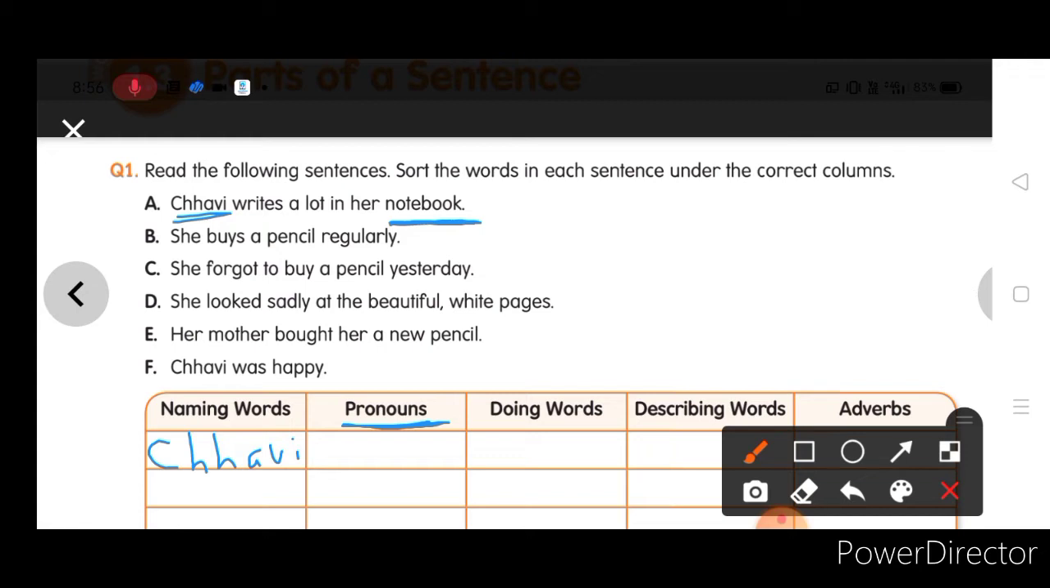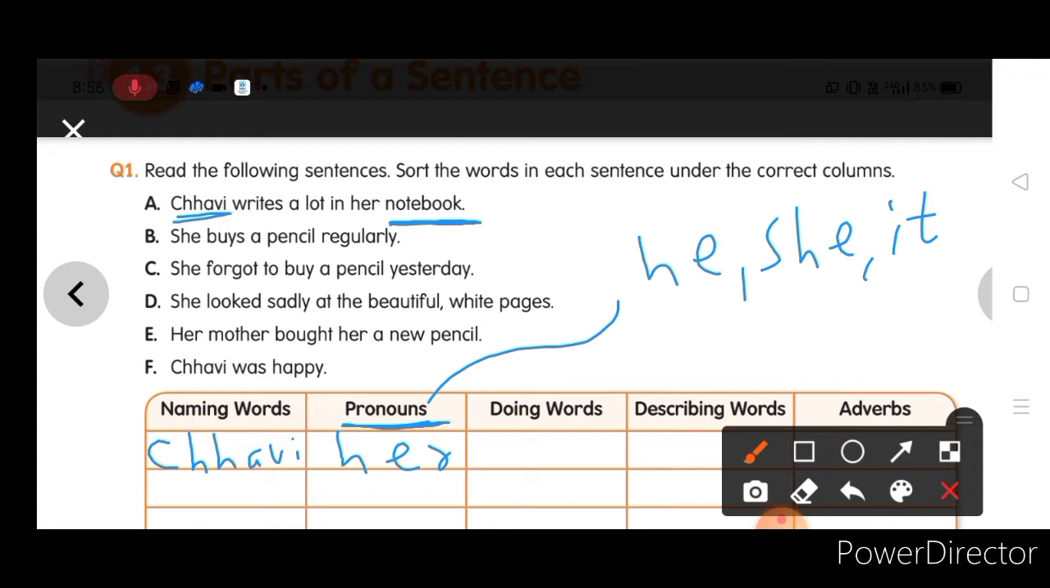Okay. So these pronouns, how the pronouns will be? He, she, it, they, her. Okay. All this called as pronouns. Now what is the pronoun in this sentence? Very good. It is her. Her is the pronoun. And what is the action word here?